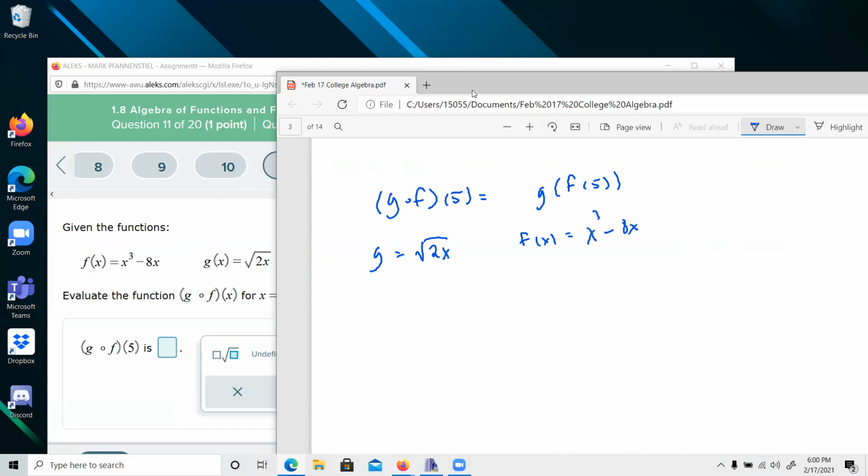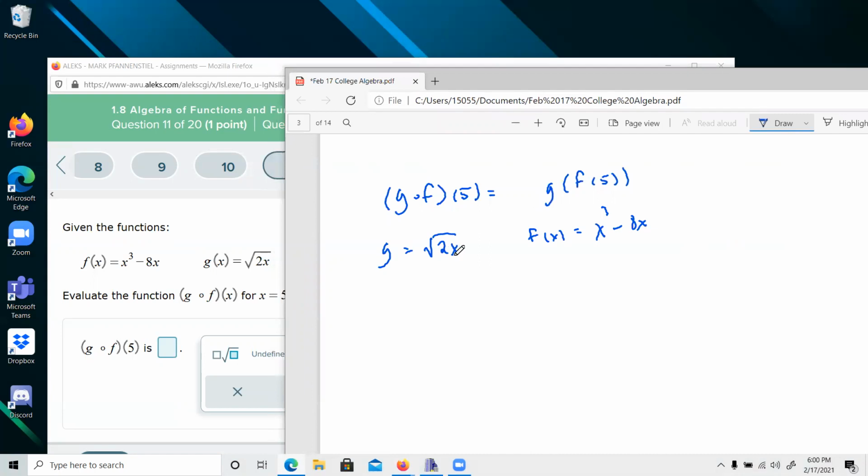Okay, so my rule for g: take 2 times a number and then take its square root. So we're going to take 2 times some number and then take the square root of the whole thing. What number would you like to multiply 2 by? This one. Because f says take a number, cube it, and then subtract 8 times that number. So the number I want to multiply by 2 happens to be this one. That's going to look like 2 times x cubed minus 8x. We're going to put that in parentheses.